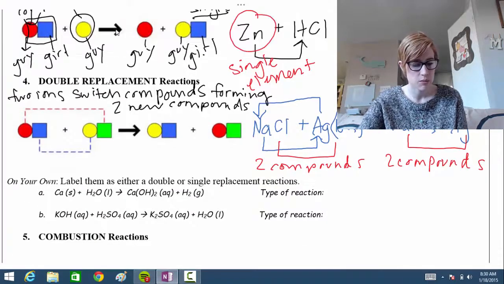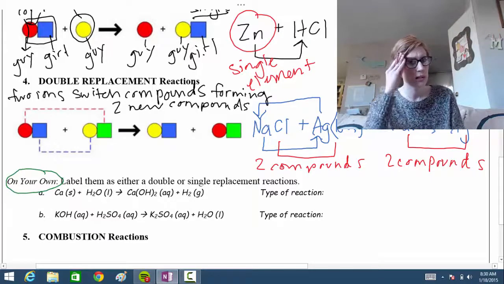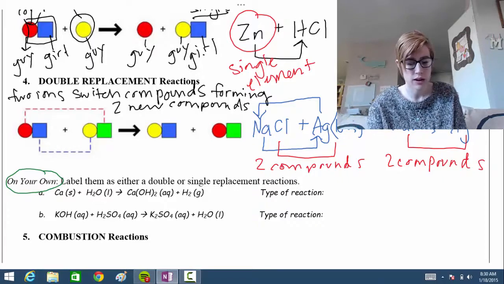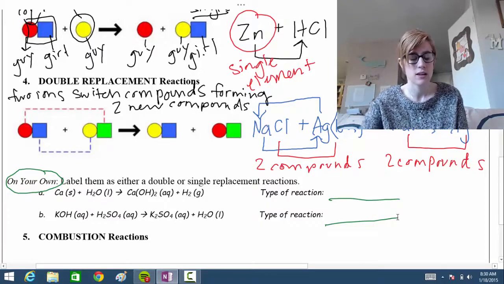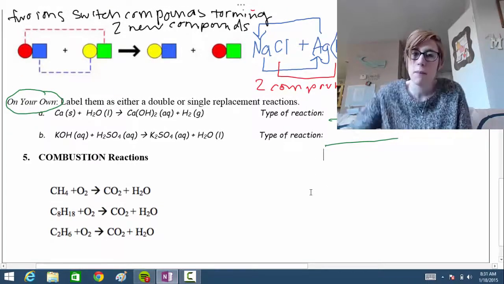All right, so again, we have on your own. Let's see if I can stump you with these problems. Go ahead and try these two problems on your own. One of them is going to be double replacement. One of them is going to be single replacement. So label which one is which, and then pause the video to do that, and then start it again, and we'll talk about our very last reaction, which is everyone's favorite, combustion.